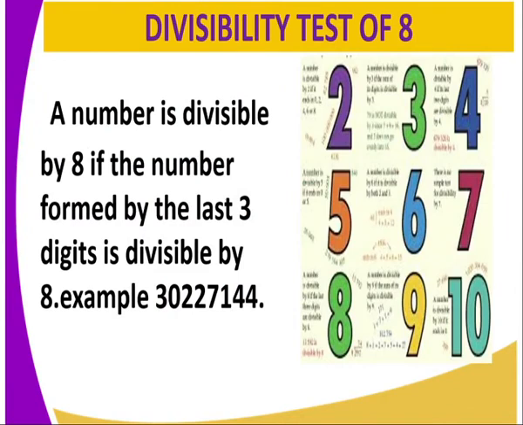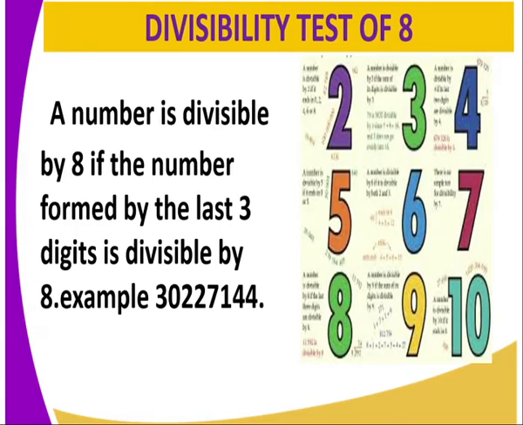We can have the divisibility test of 8, and here we can say a number is divisible by 8 if the number formed by the last 3 digits is divisible by 8. For example, you can have a very long number like what we are seeing on the screen, that is 3022714, but we are not interested in the other digits. The digits of our great interest are the last 3 digits. So what you normally do is get the last 3 digits, then ask yourself, is it divisible by 8?